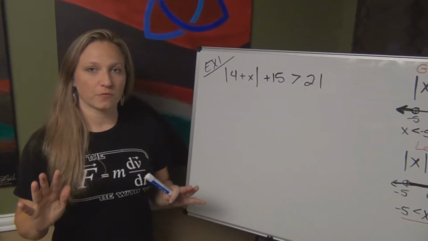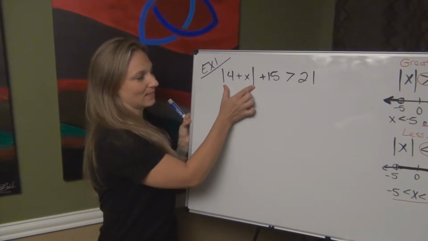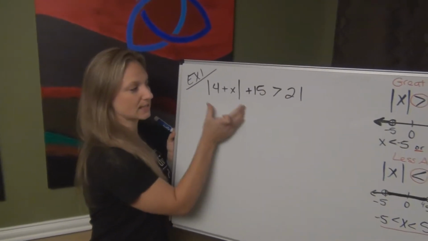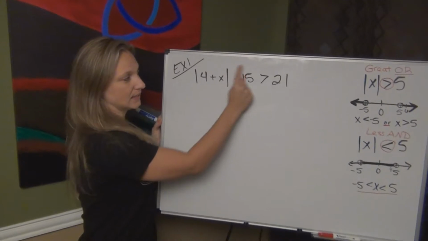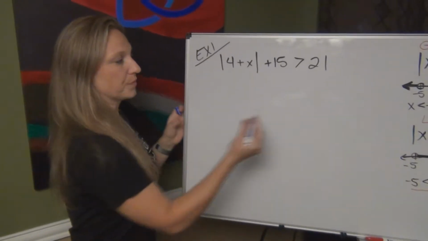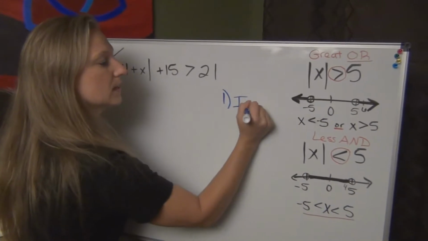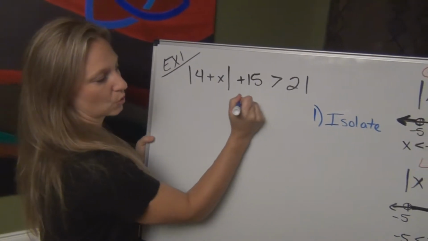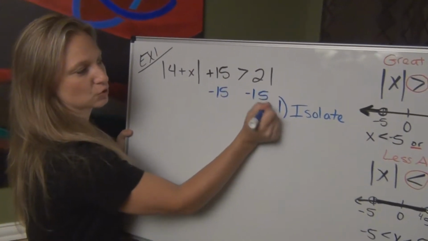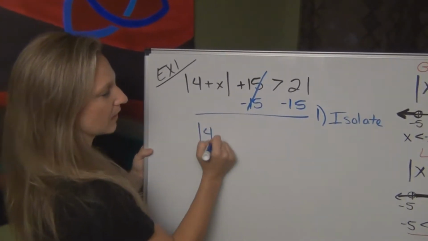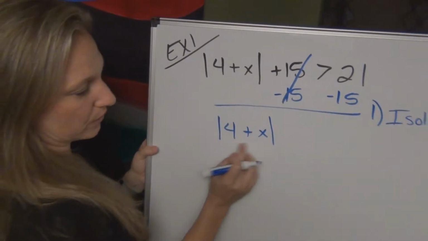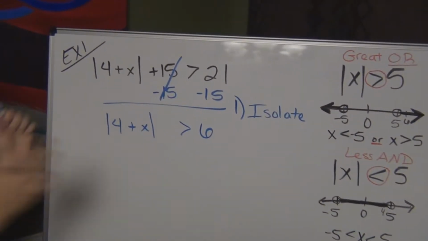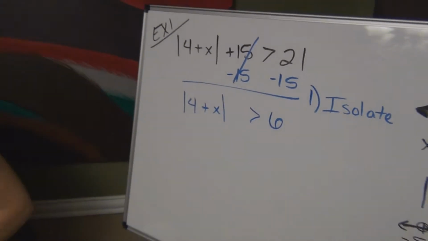Before we do any kind of solving, the first thing we always want to do is isolate the absolute value bars. We want to get anything away that is on the same side of the inequality as the absolute value bars. So for this case, I need to get rid of this 15. I'm going to label my first step as to isolate the absolute value bars. In order to get rid of that positive 15, I need to subtract 15 from both sides. And now I am left with the absolute value of 4 plus x is greater than 6. Now my bars are isolated and I'm ready for the second part.